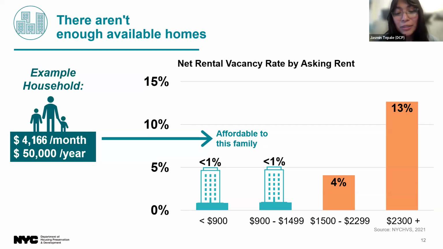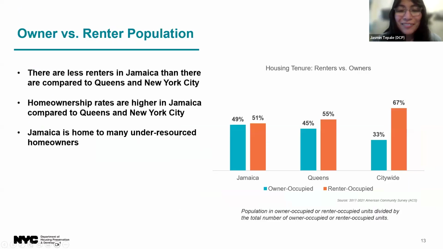Jamaica is part of this larger ecosystem, so things happening across the city affect it. But let's talk a little bit more about Jamaica now. Next slide. Thank you. So in Jamaica, there's an almost even mix of renters and homeowners, even though across the city, there are more renters than homeowners. Next slide.